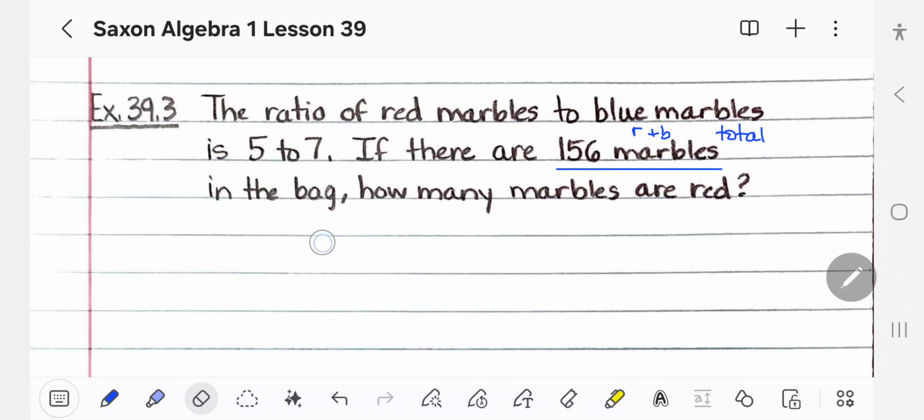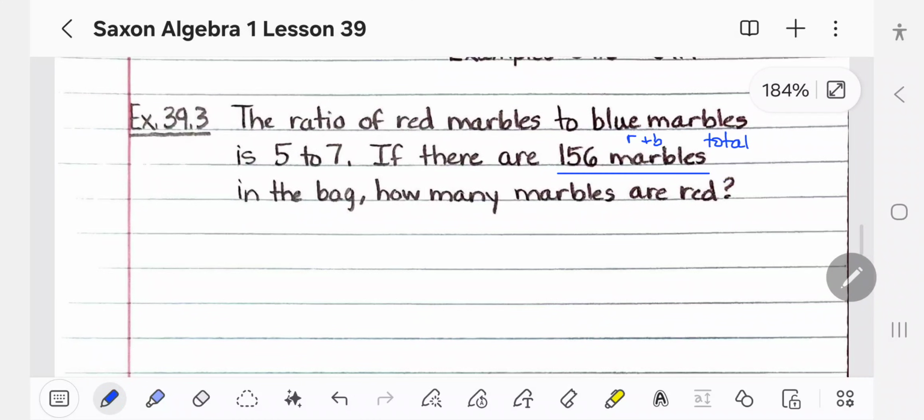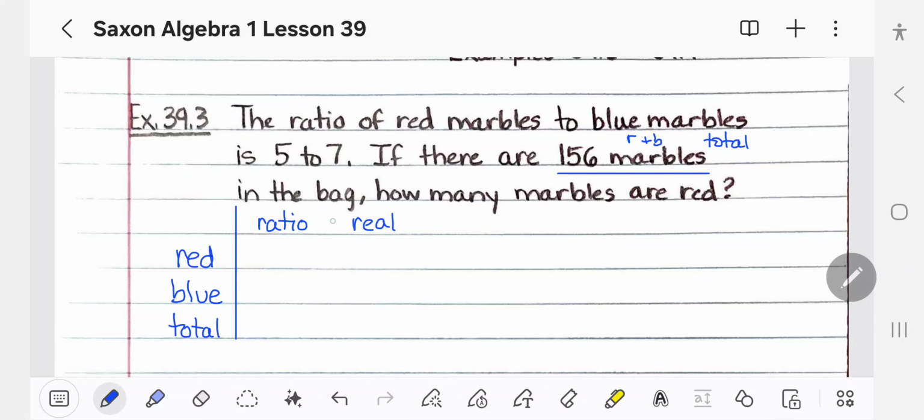I'm going to erase what I wrote as we were thinking through it, and set it up more like they do in the Saxon 8.7 book, because I think it makes it very visual and it just makes more sense to me. So we're going to make a little chart. We're going to have reds, blues, and total. And then we're going to have the ratio that they give us and then what the real life number is. And you can draw in some lines if you want to. I'm just organizing the information.